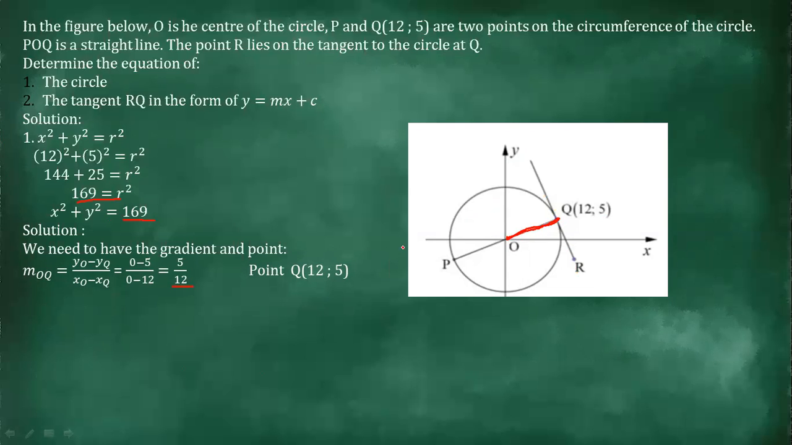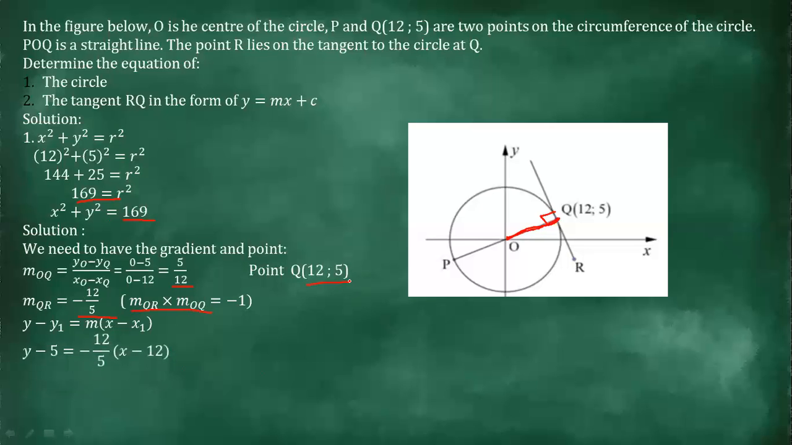All right. And then we also know that if we have a line from the center that is perpendicular to the tangent, it forms 90 degrees. So meaning the product of the gradient of these two lines must give us -1. Then use this formula, and from there it's going to give us the gradient of that line, which is -12/5. Then we are now having the gradient, we are also having a point. We can now calculate the equation.